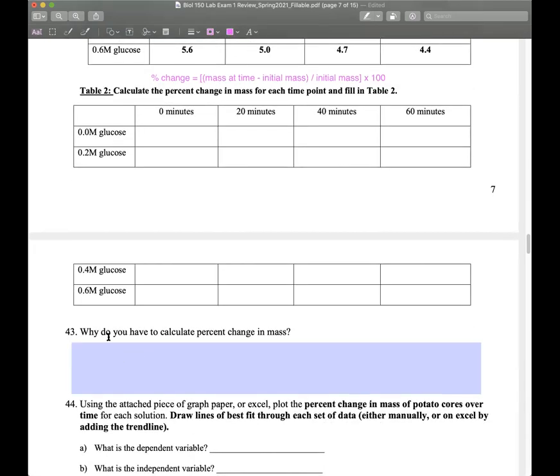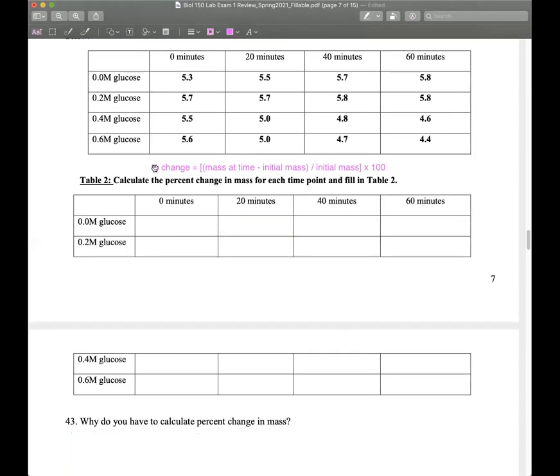I think this question is more important: why do we calculate percent change in mass? Why do we bother with this kind of transformation of the data rather than just using these raw values? Because not all the potatoes are the same size. Yeah, excellent. First of all, not all the potatoes start out the same way. You might cut them to very similar dimensions and try to make them all identical, but they're not always going to start out the same.